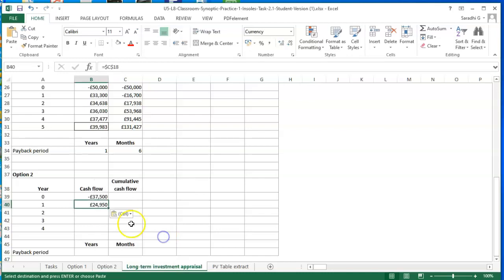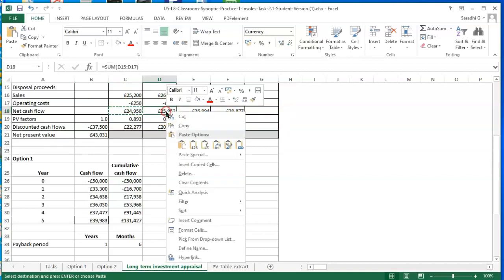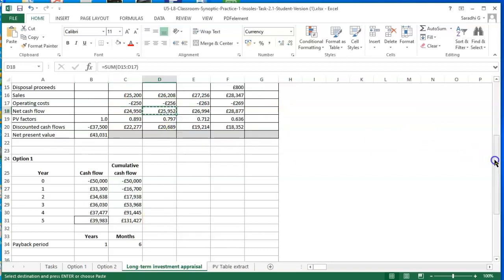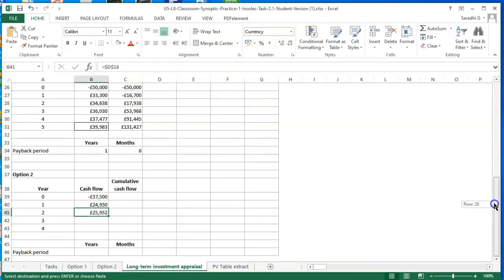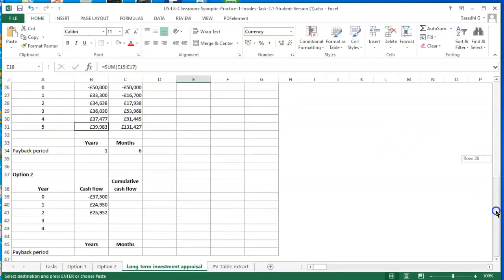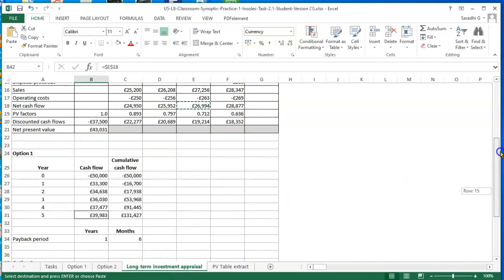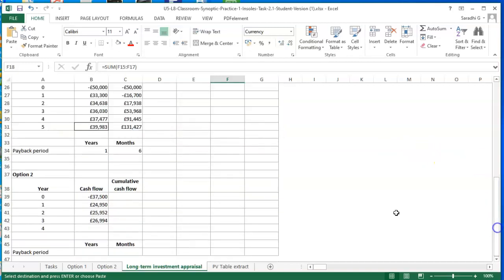paste link, next copy, paste link, copy, paste link, then the last one, copy and paste link. Okay, then calculate the cumulative cash flow.